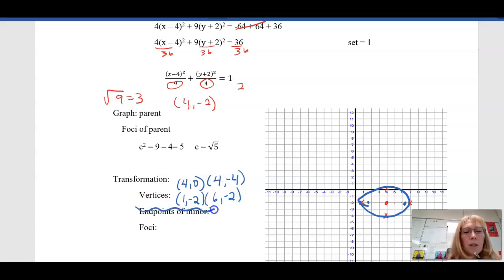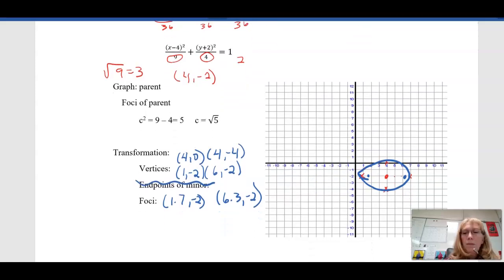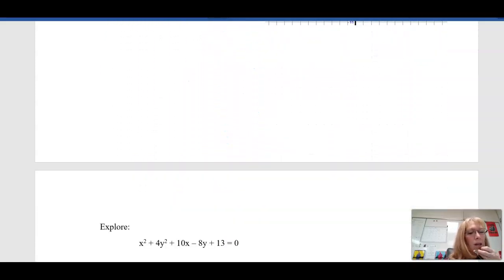There should not be endpoints here. That's the same thing. Okay, foci are now at, we went 2.3 out, correct? So that puts me at 1.7, negative 2. And 2.3 out from 4 is 6.3, negative 2. And we are done. All right, let's see how you're doing with that.